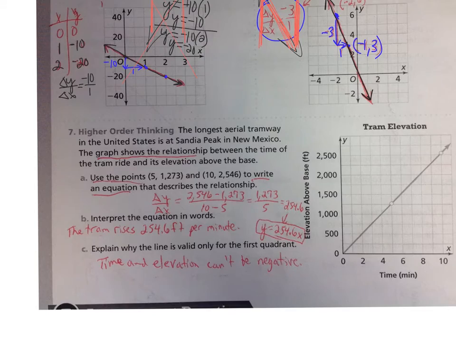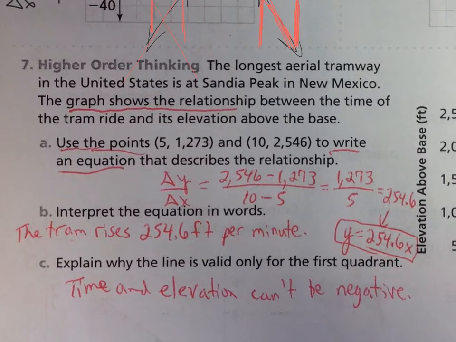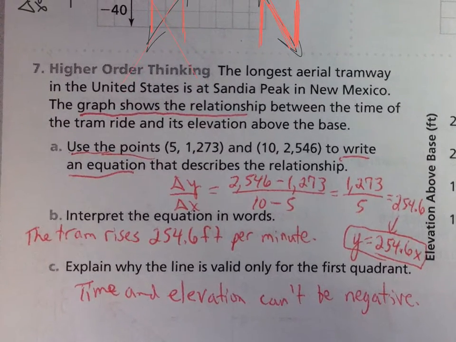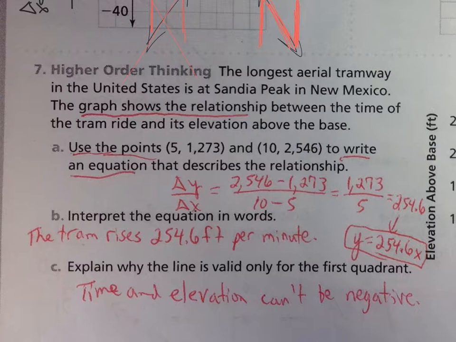Number 7, longest aerial tramway in the United States is at Sandia Peak in New Mexico. Graph shows a relationship between the time of the tram ride and the elevation above the base. They want us to use these points to write an equation that describes the relationship.